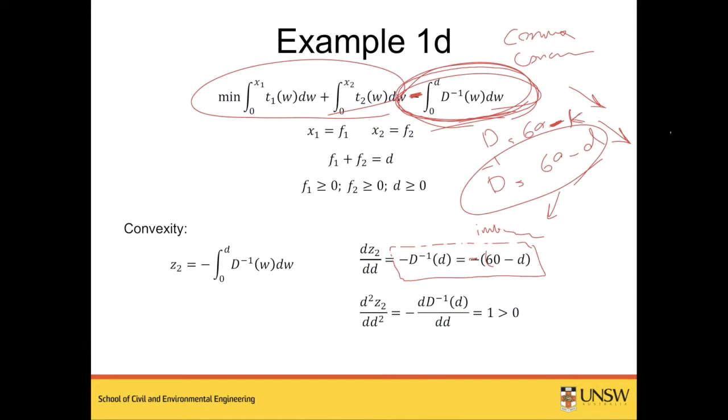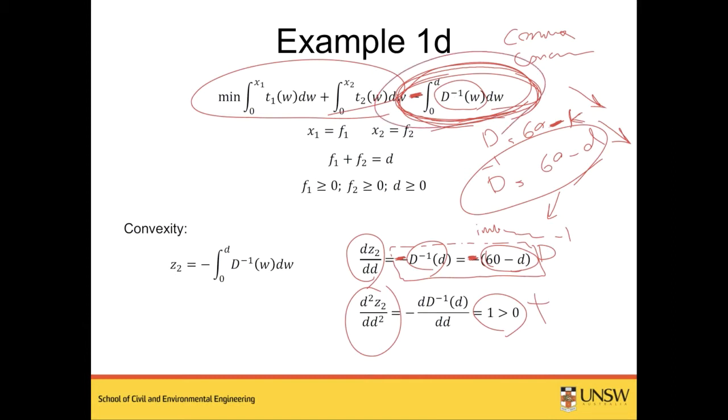So if I want to take the derivative of this integral, what will just come out? The function, the inverse demand, inside the integral just comes out, right? The derivative of an integral is just the term inside the integral. So the derivative of that integral is just 60 minus D. We have the negative sign next to it, so it would be minus 60 minus D. And then if I take the second derivative, obviously it's just plus one. We have this negative sign next to it, so this is positive. So that means this term with the negative sign is convex, or strictly convex.